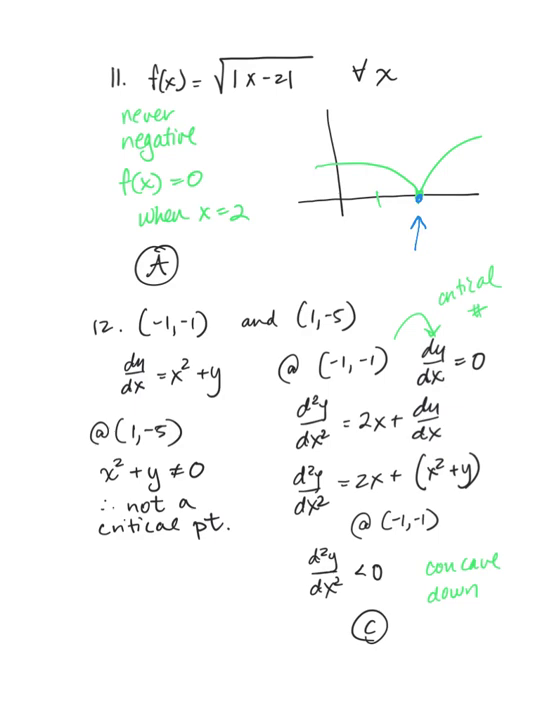In number 12, we're given 2 points, -1, -1, and the point 1, -5. We're also given dy/dx is defined as x squared plus y. Plugging in 1, -1, dy/dx becomes equal to 0, which means it's a critical number. Then finding its second derivative and plugging in the point -1, -1, we get the second derivative is going to be less than 0, which tells us we're concave down and we have a relative max. If you're going to double check at the point 1, -5, we find out that that is not a critical number because the derivative, which is given in the stem of the problem, is not equal to 0.